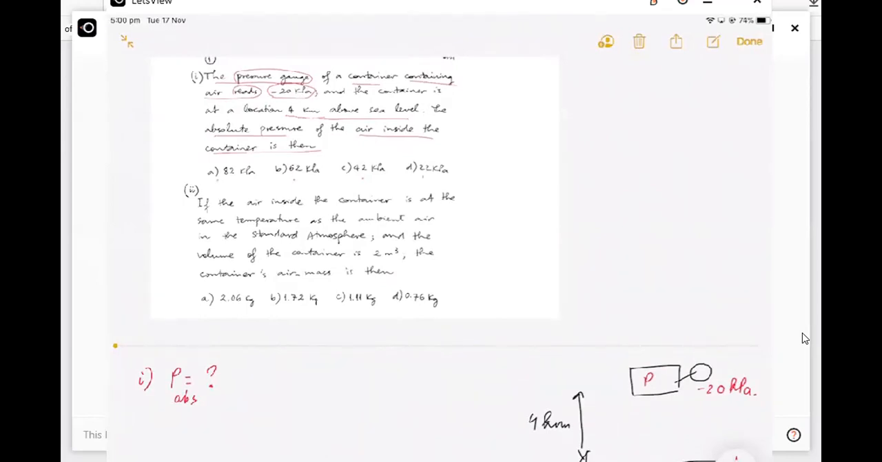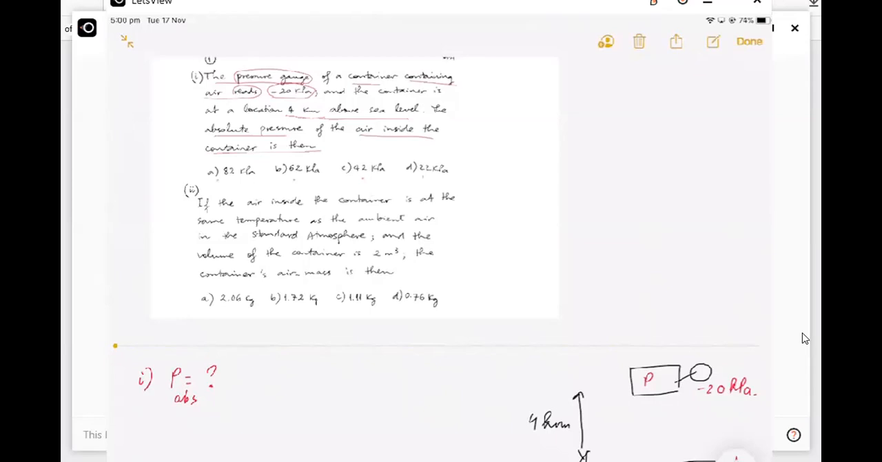Which one is correct? First one 82 kPa. Second one is 62 kPa. 42 kPa or 22 kPa. Which one is correct? Okay. So you have 5 minutes and give me the answer A, B, C, or D.